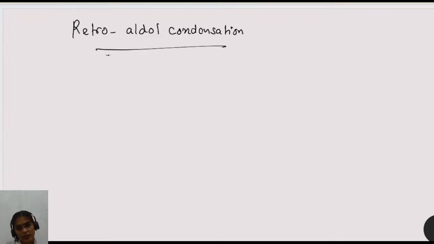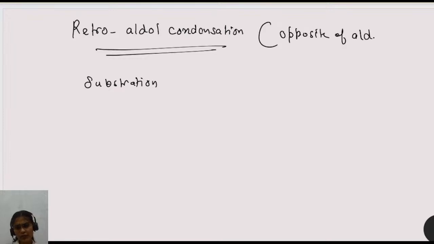In the retro-aldol condensation, we start with the substrate. Previously we discussed a carbonyl with at least one alpha hydrogen. In this case, be noted, let's write in brackets, opposite of the aldol. I will tell you how it's opposite of the aldol. First of all, the substrate we require. So how about the substrate? The substrate is going to be the beta hydroxy carbonyl compound.